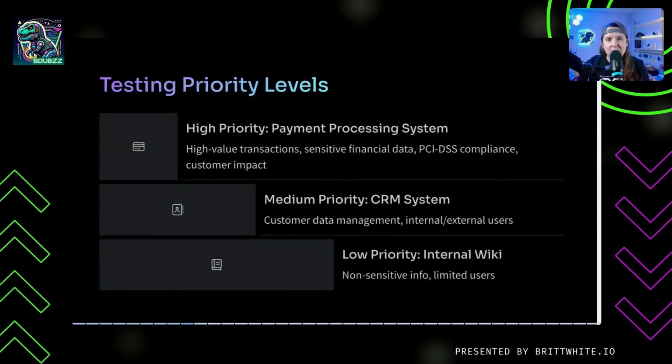At the lower end, we have our internal wiki. This is still important, but it mainly contains non-sensitive information, it serves a limited user base, and it has minimal compliance requirements. Here we can apply a more basic testing approach, while still maintaining security. Remember that more value and risk equals more testing resources. It's all about smart allocation. Our resources are limited, and we can't just throw them at everything. We have to prioritize where we spend resources and invest our efforts. This risk-based approach helps you justify your testing budget and focus where it matters most.